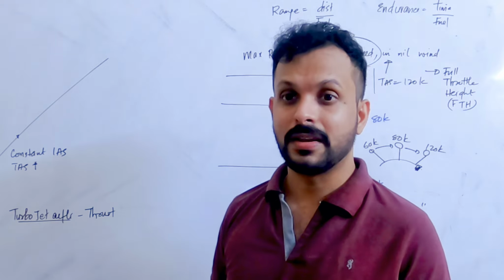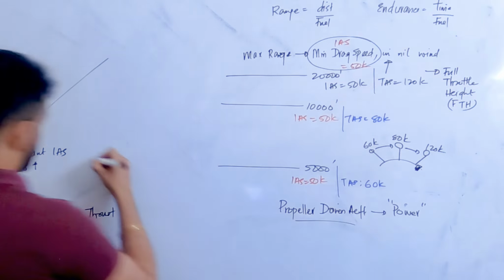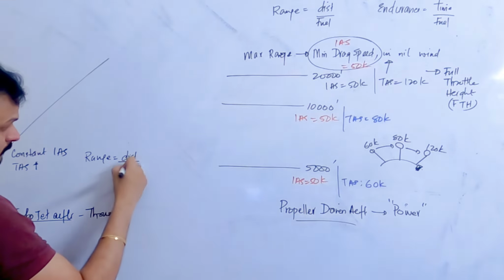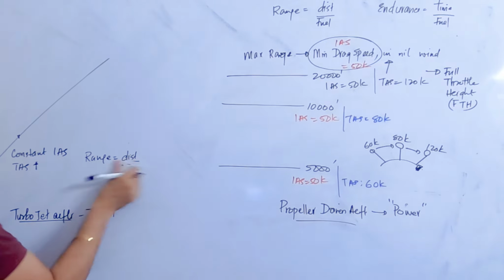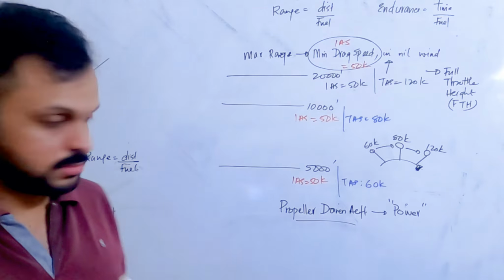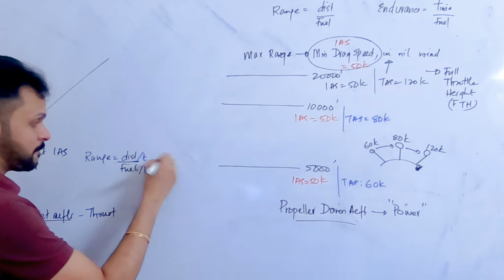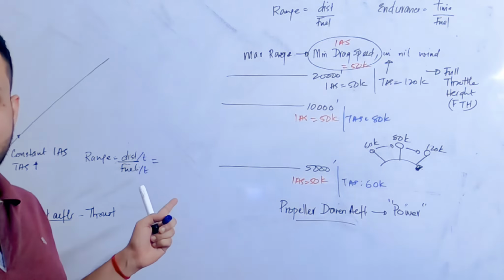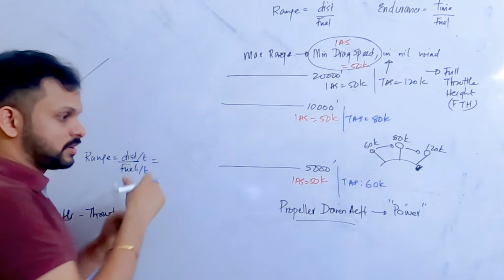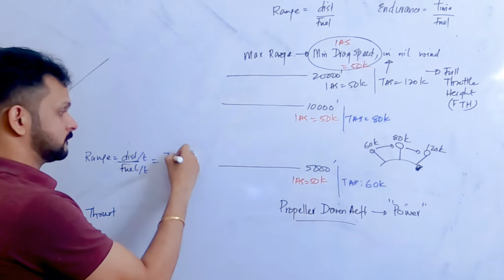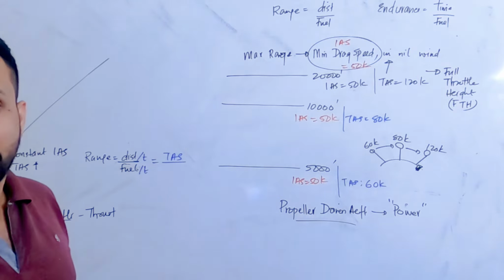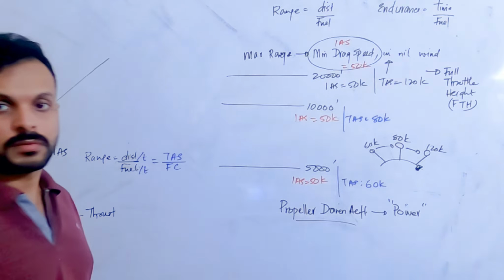What happens to range with increase in true airspeed? Let me see. What is the equation for range? Range is distance by fuel. Now if I divide the numerator and denominator with time, you see, distance divided by time and fuel divided by time. What is distance by time? It is the distance traveled in the air with time. That's the true airspeed. Right? What is fuel by time?